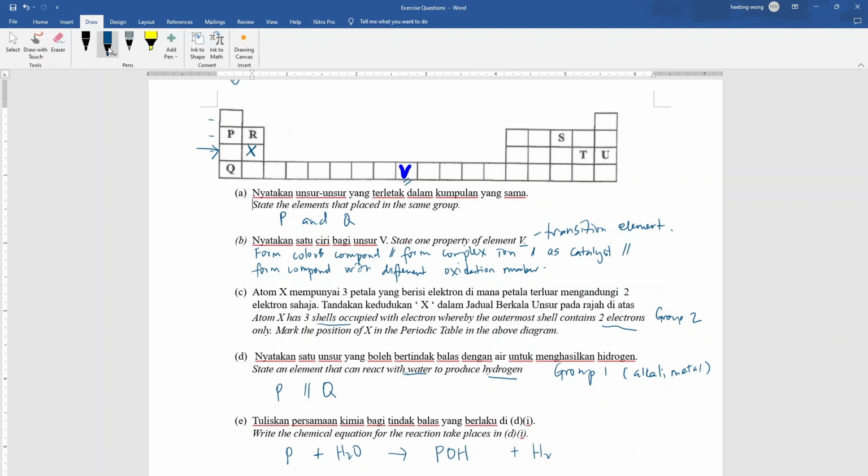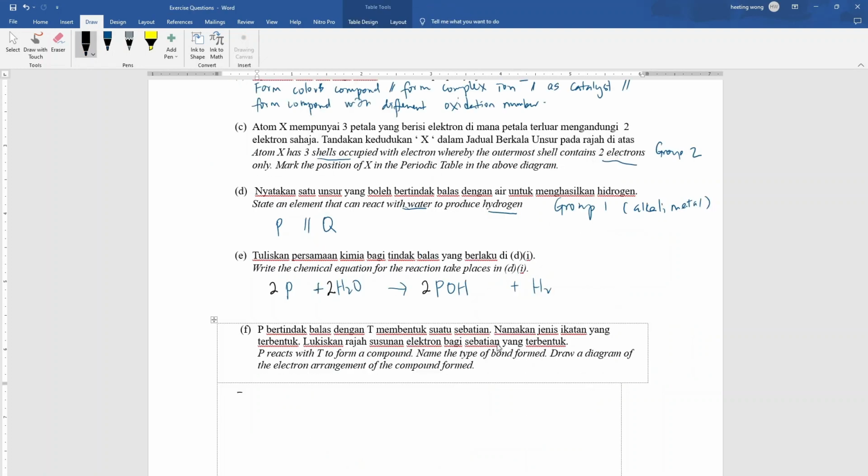Now, P and T. P is group 1, T is group 17. Group 1 and 17, metal and non-metal. Name the type of bond. So here you have to mention the bond: it will form an ionic bond. Don't write compound, because the question asks you about the bond.